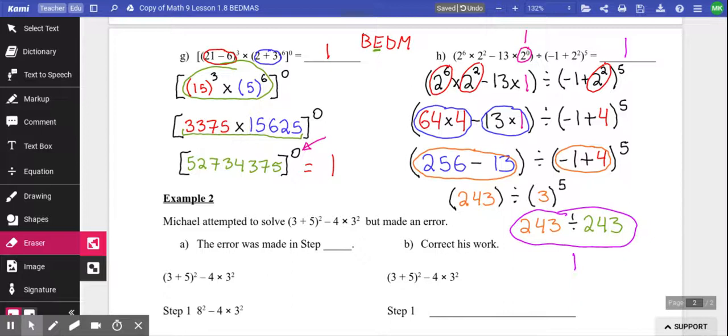Awesome. That's BEDMAS. You're going to do BEDMAS like the rest of your high school life, no matter what math you take after this. So you might as well get used to it. It's also a useful skill if you ever have to do math outside of here, because BEDMAS is just a natural math rule that we follow.